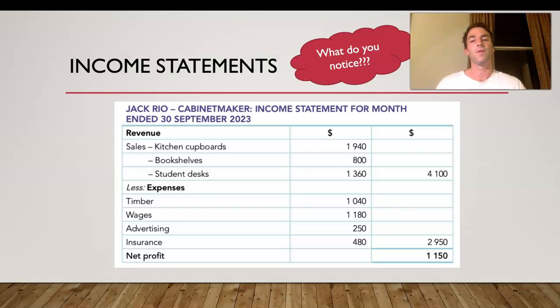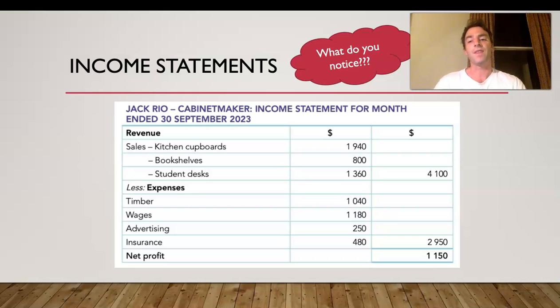You also hopefully have noticed that there are 3 sections to the income statement. The first section is we list all the revenues of the business. In this case, it is $4,100 of revenue, and there were 3 types of sales. The expenses are then listed next, the second section of the income statement, and there are 4 expenses, and they total $2,950. Timber, wages, advertising, and insurance being the 4.